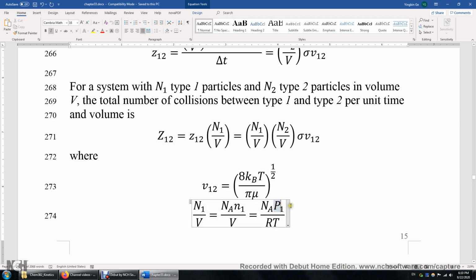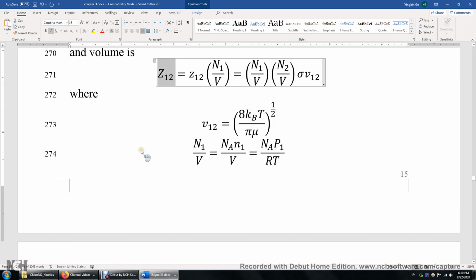If P1 and P2 are constant, then when temperature increases, although this V12 increases, the relative speed increases, but the number density of type 1 decreases. The number density of type 2 molecules also decreases. And therefore, you will have actually lower collisional frequency. But again, if we hold the number densities constant, then when we increase the temperature, this Z12 increases. So it's a tricky question.